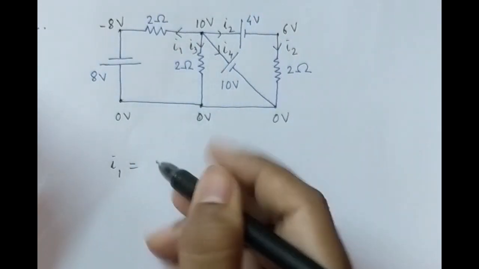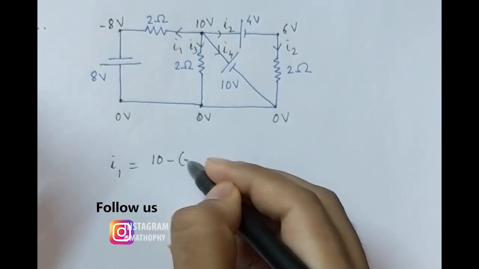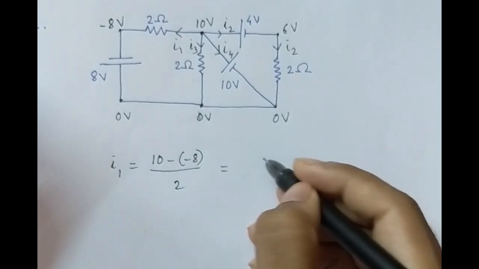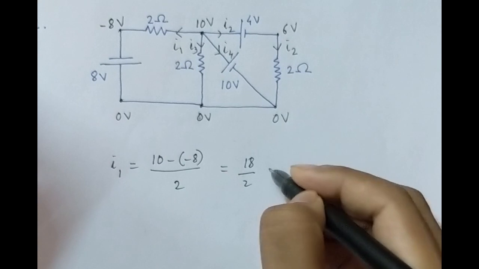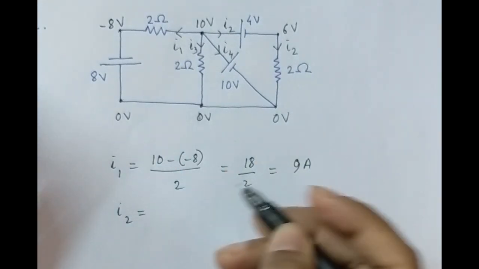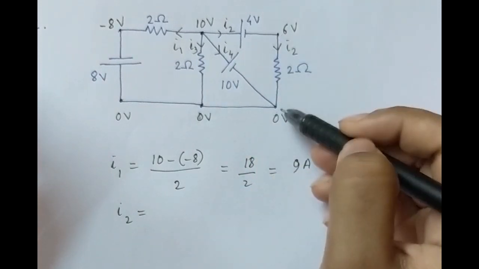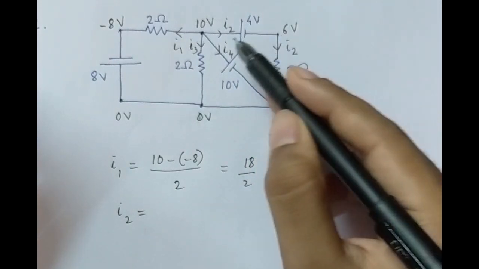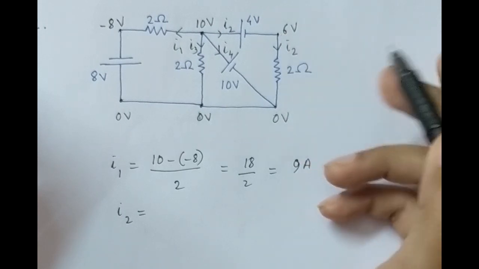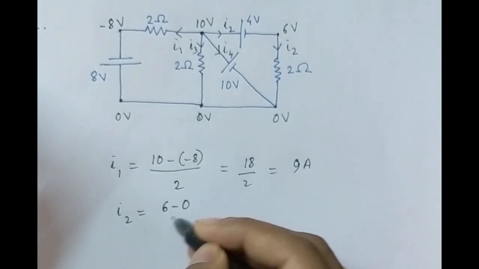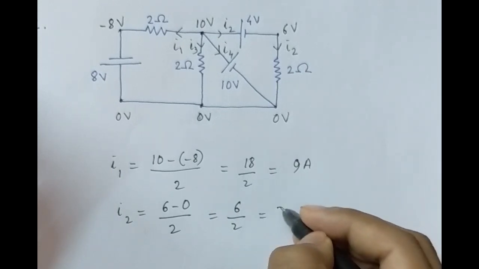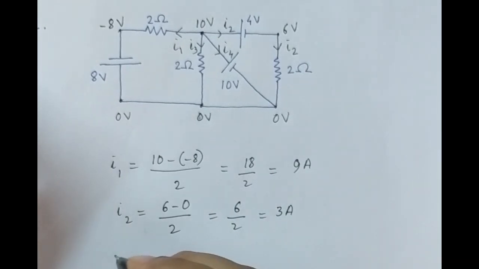That is a potential difference 10 minus of minus 8 volts divided by the resistance 2 ohms. That is 18 by 2. That is 9 amperes. The second current I2, again I only look across a resistance, not across a cell. The potential difference across it is 6 volts to 0 volts. So 6 minus 0 divided by the resistance 2. That is 6 by 2, that is 3 amperes.